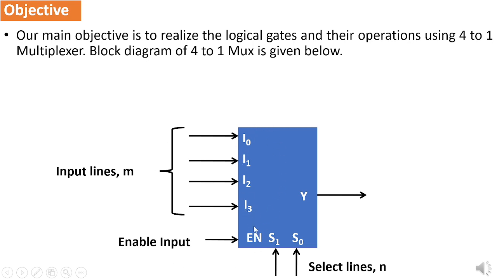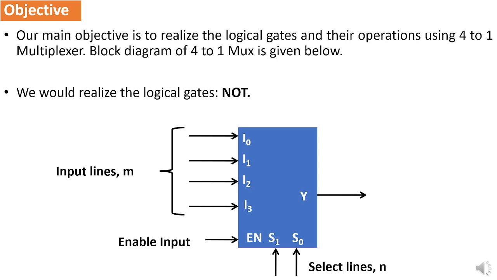This multiplexer is equipped with two select lines, S1 and S0, along with four input lines designated as I0, I1, I2, and I3. Additionally, there is a single output line labeled as Y. Furthermore, the multiplexer includes an active high enable input, which serves to enable or disable its operation as needed. We would now realize the NOT function using the 4-to-1 multiplexer.